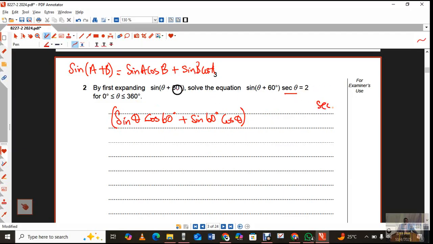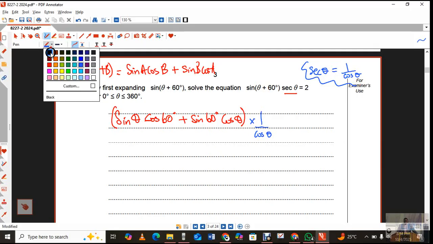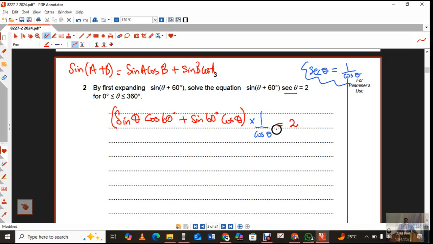Now sec theta is nothing but 1 over cos theta. Always remember that. So this is basically the same as multiplying this whole business by 1 over cos theta. And in turn, this is equal to positive 2. So from our special angles, of course, you can use a calculator, totally up to you. I do expect an AS level learner to be able to do this. We know that is half pi radians or 90 degrees.